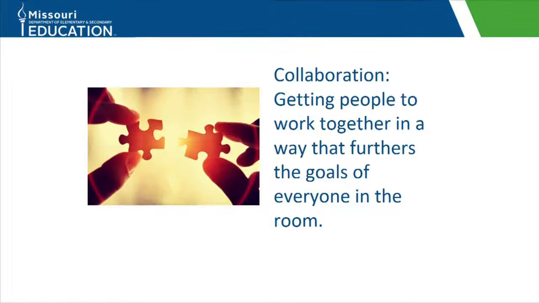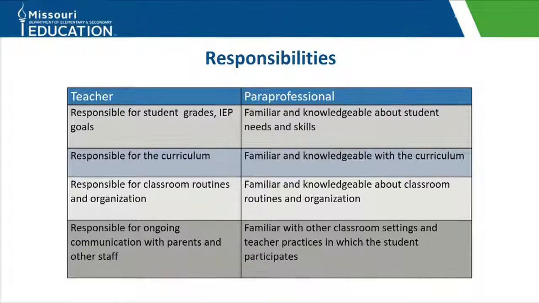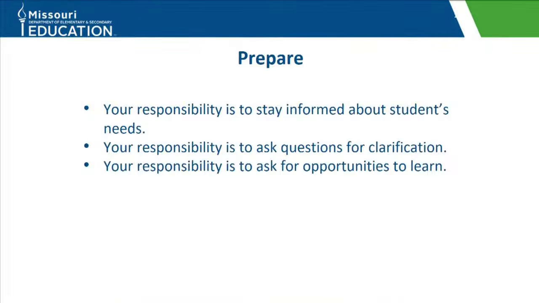Collaboration: getting people to work together in a way that furthers the goals of everyone in the room. The interdependent working relationship of the paraprofessional, teacher, and principal is often like a jigsaw puzzle. Collaboration between all stakeholders is key for student success. Collaboration leads to defining the differences in responsibilities and expectations for the paraprofessional. As you prepare, your responsibility is to stay informed about the students' needs, ask questions for clarification, and ask for opportunities to learn.